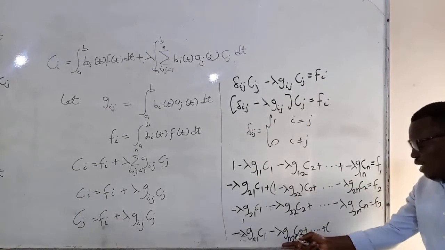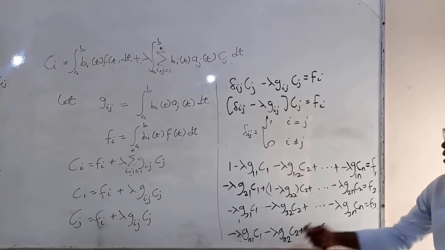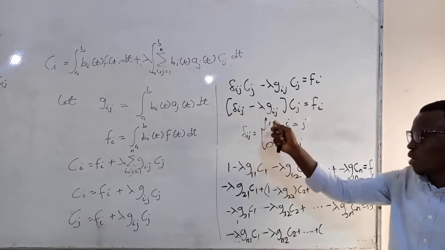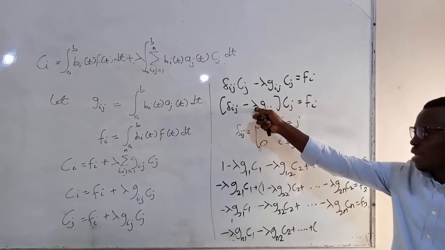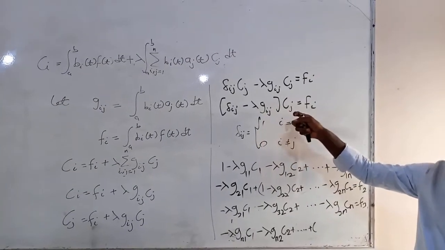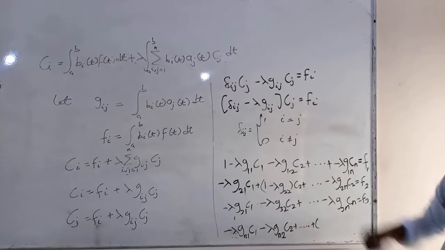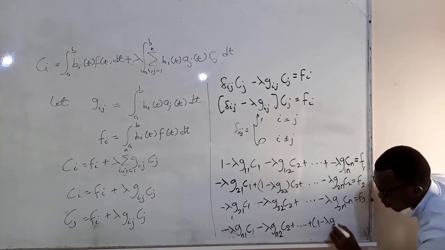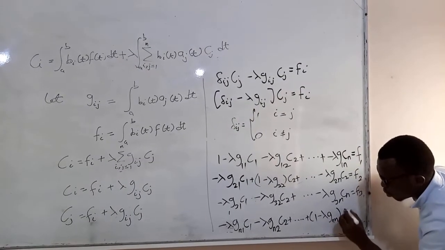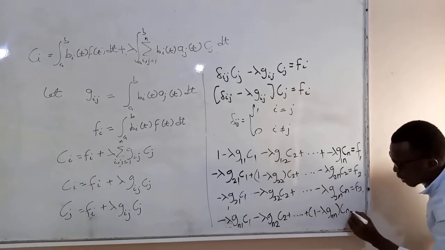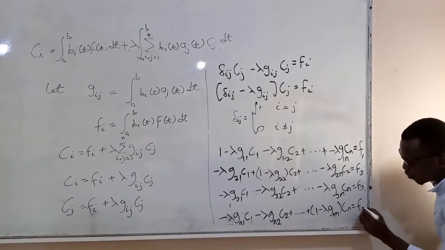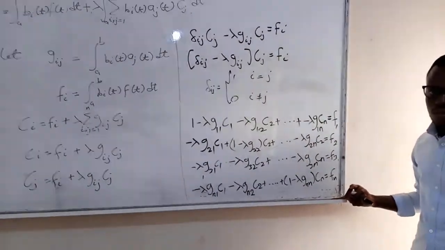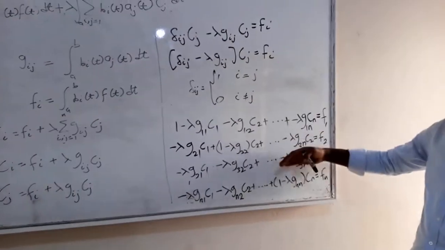We're going to have up to the n term. So when j is n and i is n, I'm going to have the connected delta function to be 1. So 1 minus lambda j n n, times cn, j is n, so cn, equal to f of n. So this is our nth equation. So this is a system of equations.